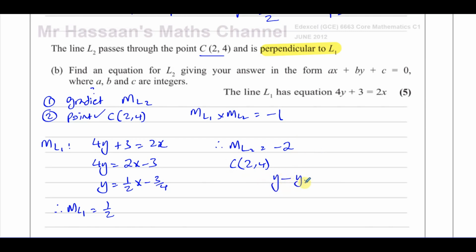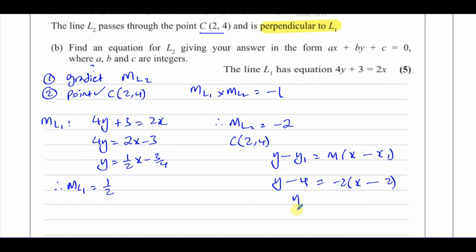So y minus y1 equals m times x minus x1. We have y minus 4 equals m, which is -2, times x minus x1, which is x minus 2. So we end up with y minus 4 is equal to -2x plus 4.